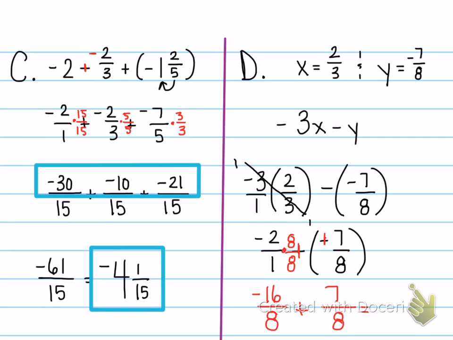I have 8 in my denominator. I only need to deal with my numerator, negative 16 plus 7. I'm adding numbers with different signs, so I subtract, which is 9, and I give the sign of the bigger absolute value, or what I have more of. I have more negatives than positives, so it's negative 9/8, which changes to negative 1 and 1/8.